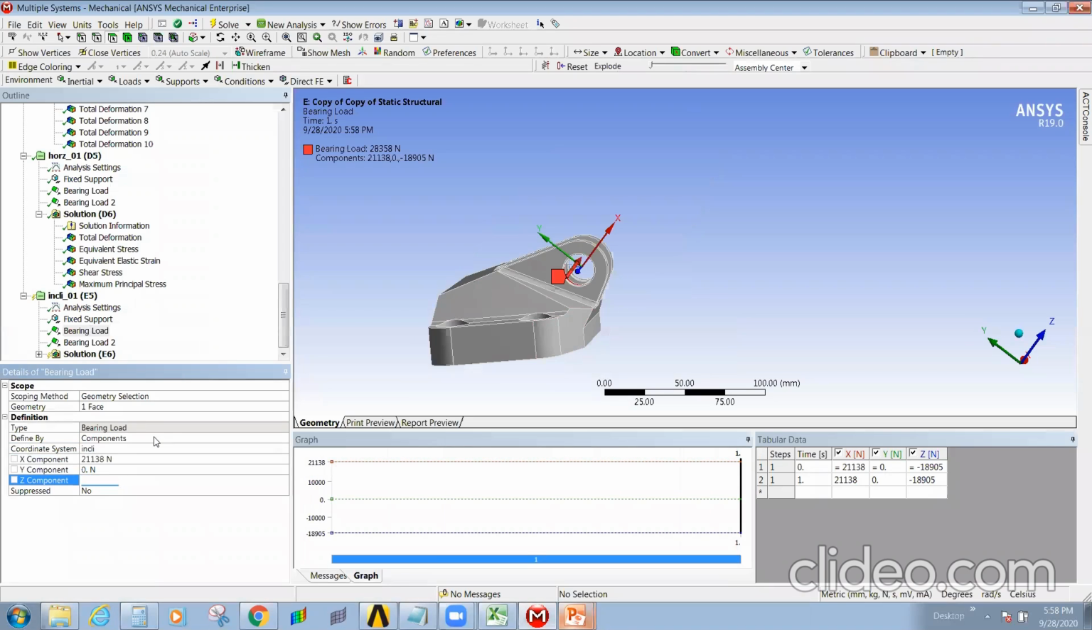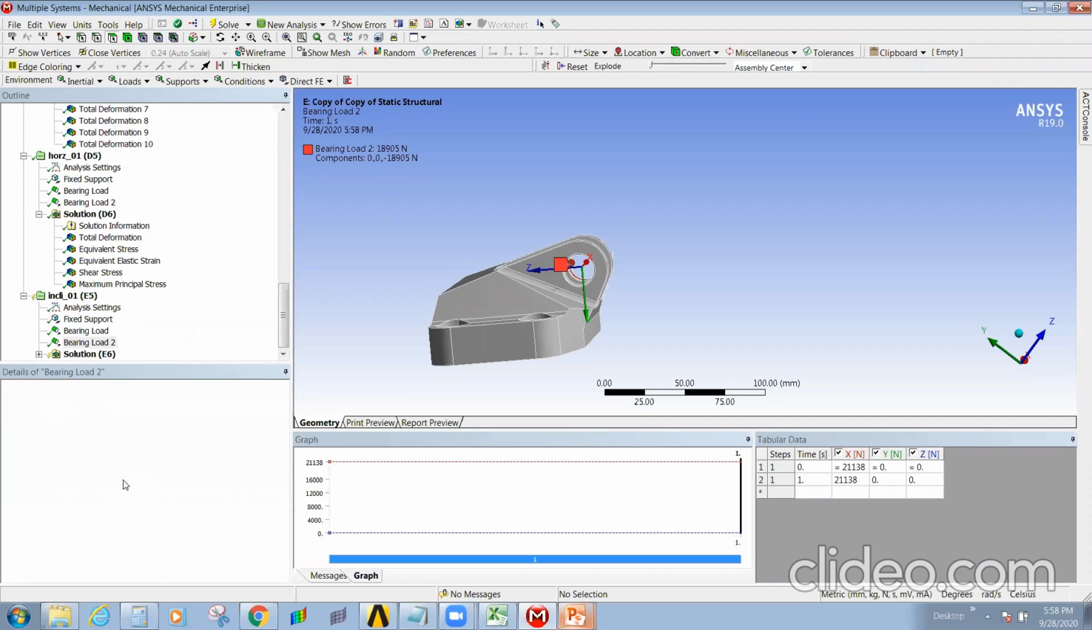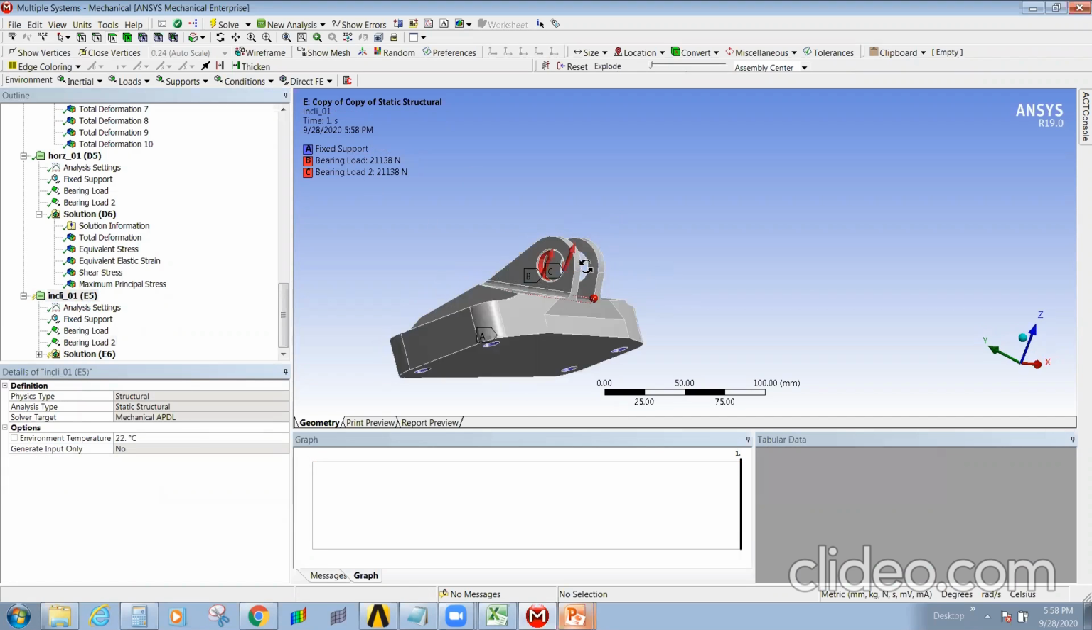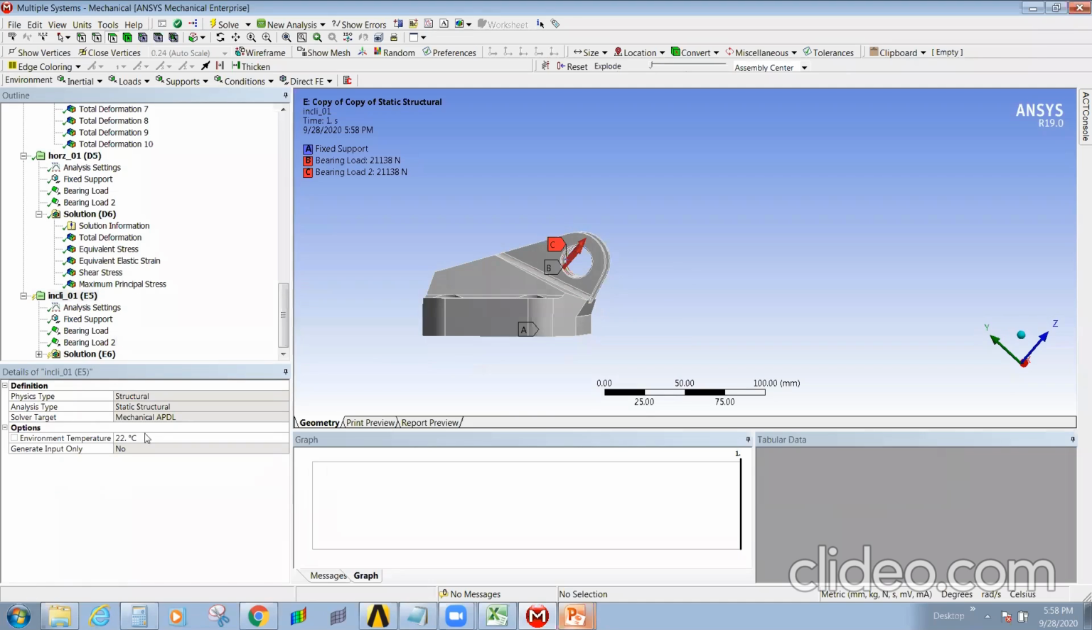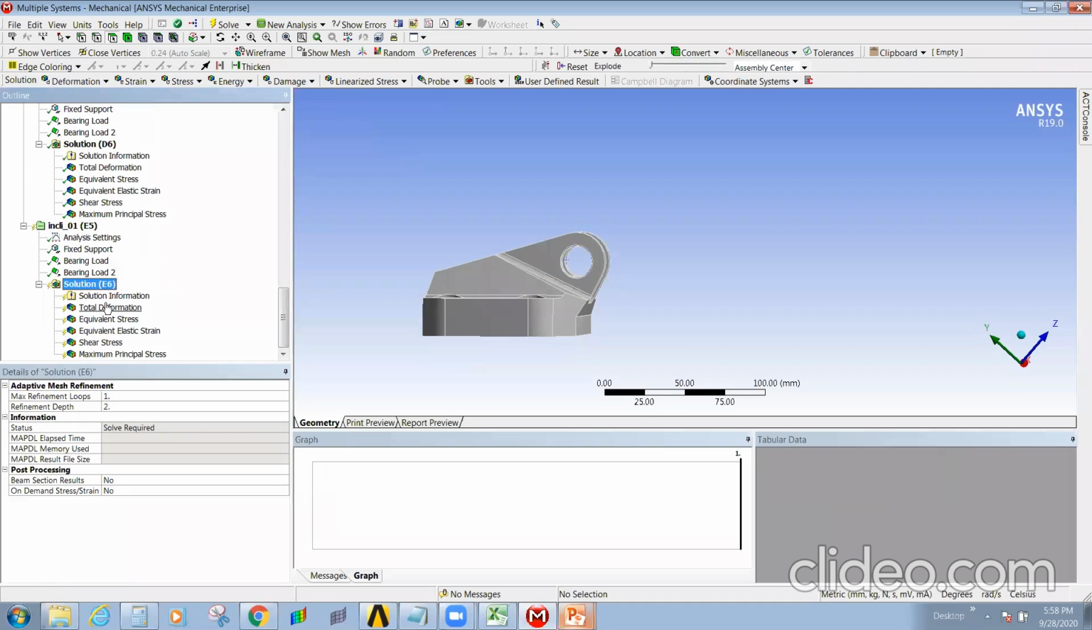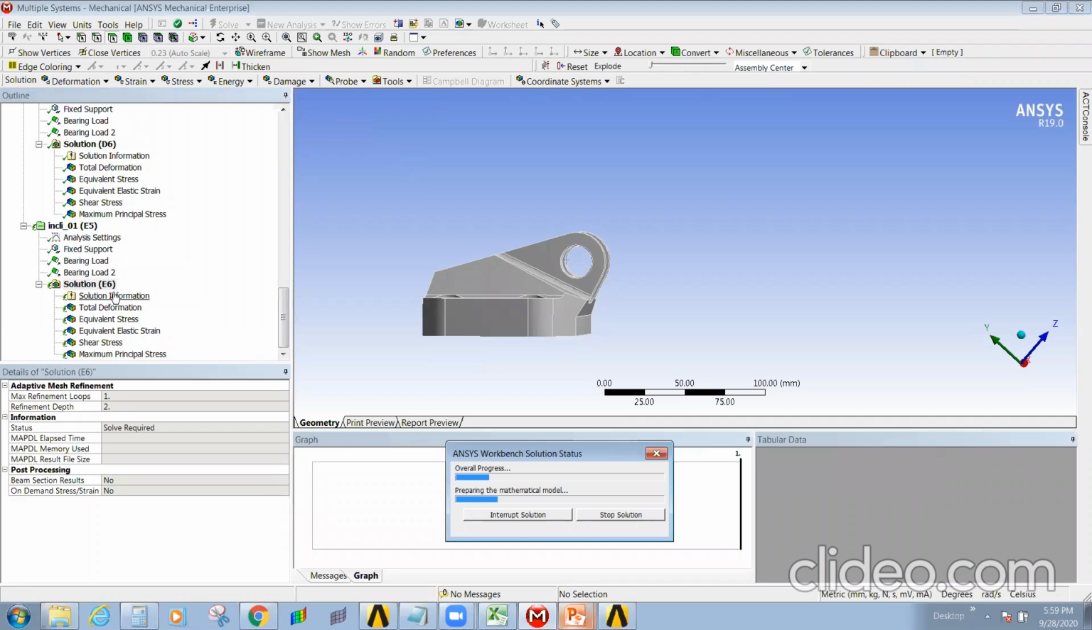Your positive x direction, your z will become 0. Similarly, for the other load, you need to change your coordinate system. So now you can see here all the two loads of your inclined. Now again your fixed support is there, bearing loads 1 and 2 are applied. Now you can get your total stress values, or displacement, maximum stress and minimum stress values.